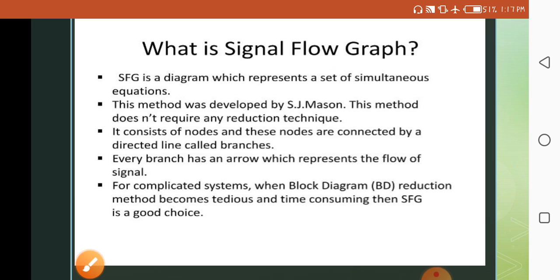Basically, signal flow graph is used for complicated systems because the block diagram reduction technique that we used in the last class for calculating the transfer function completely wastes time and space. So, to reduce the disadvantage of the block diagram technique, we use SFG, that is, signal flow graph. In a signal flow graph, nodes and branches are connected to each other to calculate a transfer function.